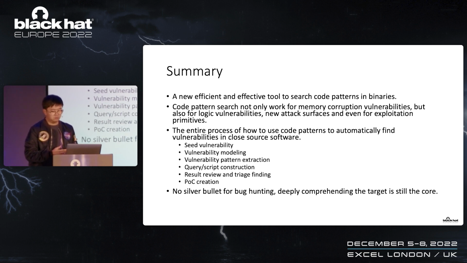Second, we prove code pattern search works not only for memory corruption vulnerabilities, but it can also be used to find logic bugs which cannot easily be found by fuzzing or manual code review, and also to find new, less recognized attack surface and new exploitation primitives.